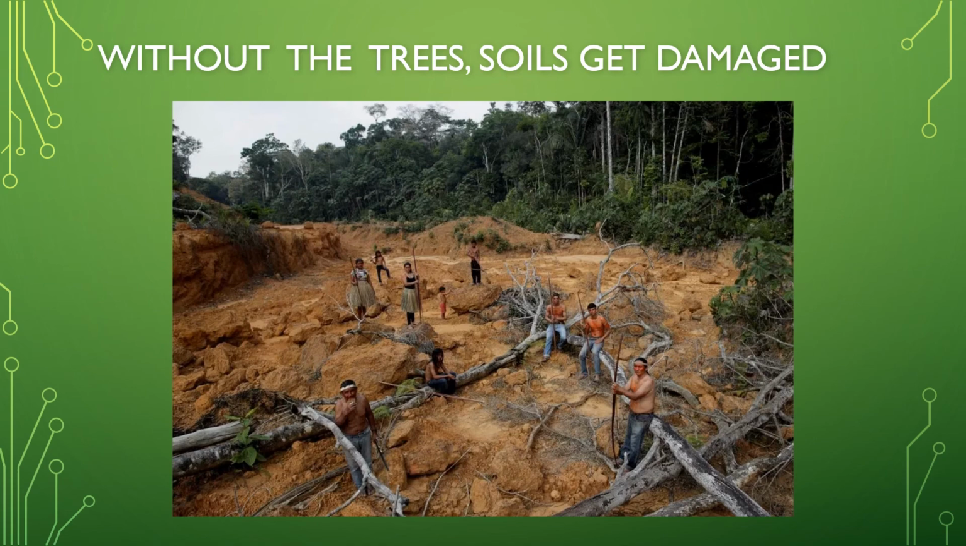Okay. Without the trees, soils get damaged. So this is a picture from a tribe who had to watch some area of their land getting deforested, and that's what's left behind. As soon as you take those trees away, the heavy rainfall will simply wash the soils away, and what little goodness there is in the soils will be washed away as well.